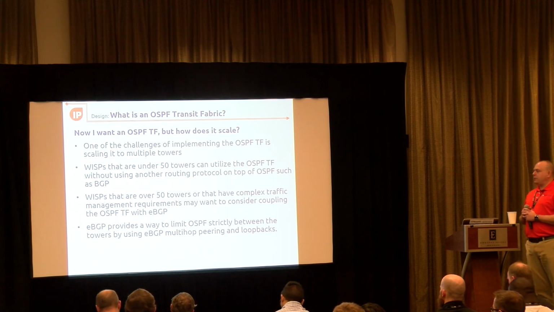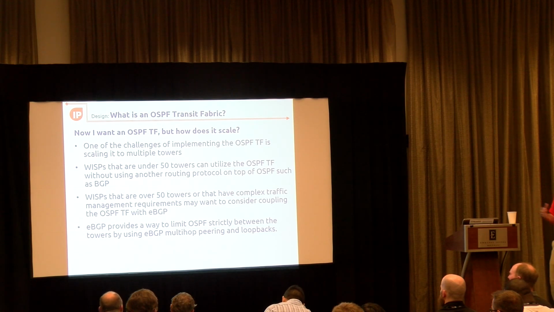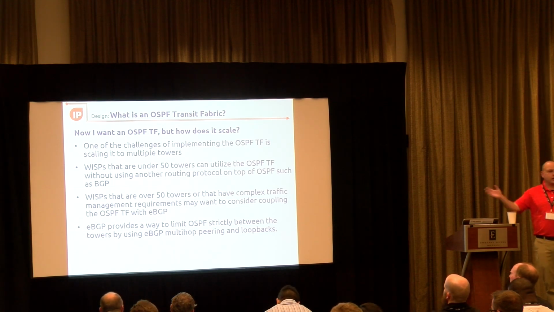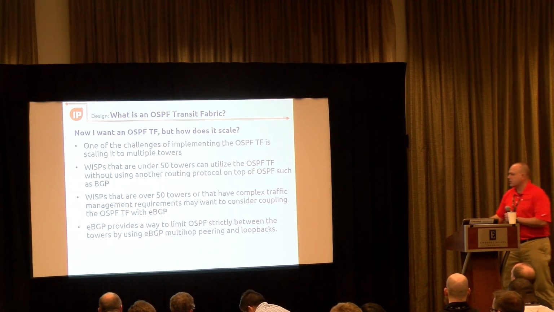And so eBGP provides a way to limit OSPF. We'll get into this in the drawings. It limits OSPF just between the two towers. So instead of all those routes flooding around your network in OSPF, they actually just stay contained between the two towers because we're using eBGP. And we'll see how that works here in just a second.